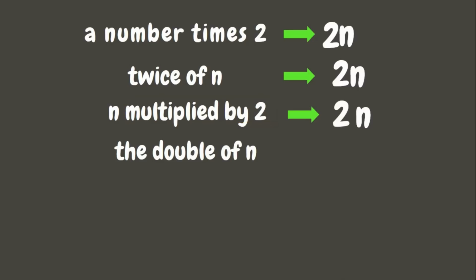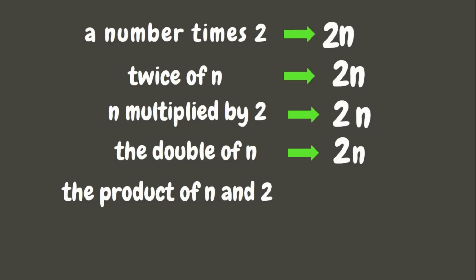Next one, we have the double of n. Here, our keyword again is double, which means times 2. So we need to times 2 the letter n. So that is 2n. Alright. Next one, we have the product of n and 2. So our variable here is n, and our keyword is product, which is the answer for multiplication. This means that we need to multiply n and 2.